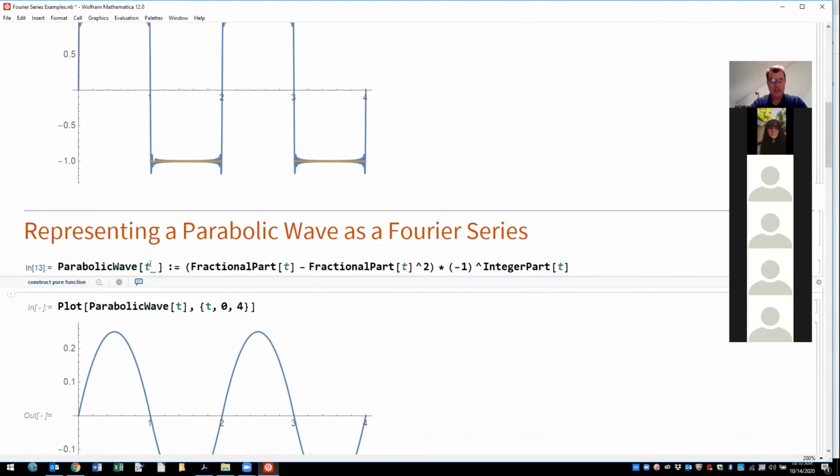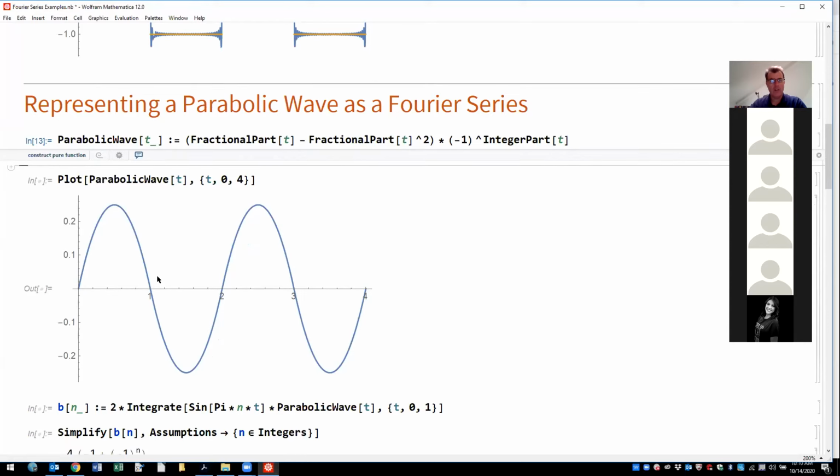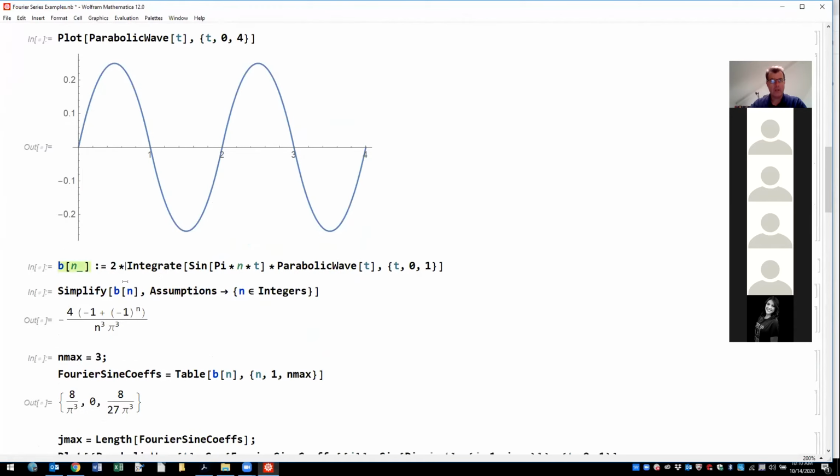On the other hand, here is another function that I want to show you. This is what I call a parabolic wave. In a parabolic wave, this is a parabola. This is just t times one minus t, so t times one minus t is a parabola. It's zero at t equals zero, and zero at t equals one. And then there's another parabola here. It's the same parabola, just flipped upside down and shifted. This looks almost like a sine wave.